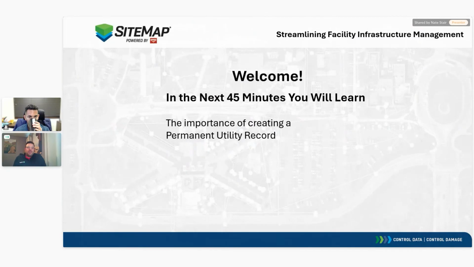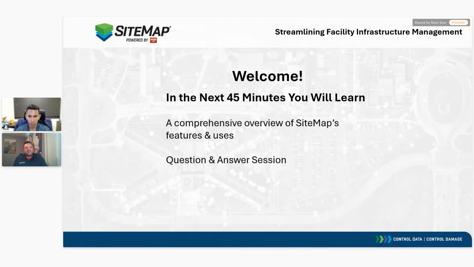So creating a permanent utility record. This is something that is really critical. We find that it's not always a process that's taking place from facility to facility across the country, but it is something that is really important, and we definitely want to touch on that here today. We want to walk through a comprehensive overview of SiteMap and some of the features and how you can use it, and see how it could potentially benefit you on your projects, and show you a little bit how Vicente's using it out there on his campus.